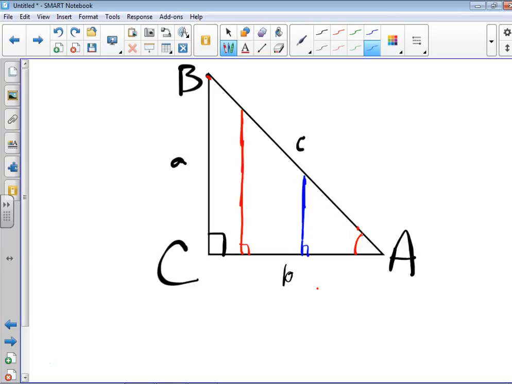In other words, the black triangle would be similar to the blue, which would be similar to the red. They all have the same shape, but it's just a matter of scale. One has been increased by a factor of multiplying by 2 or 3 or whatever. It's just a number that has been multiplied or divided into all the dimensions, and it's been shrunk or enlarged.